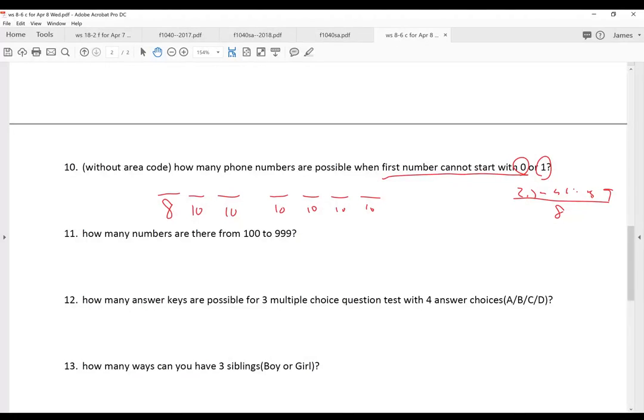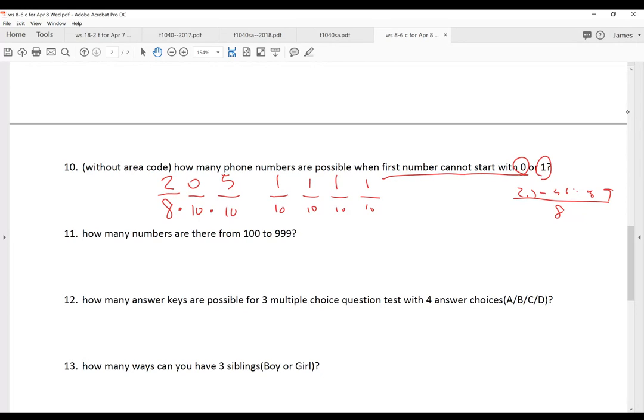Okay, I don't know if you want to come up with an example. Let's say 2, 0, 5, 1, 1, 1, 1. That's a phone number, right? So the first space has to start from 2, 3, 4, 5, 6, 7, 8, or 9. That's 8 numbers, and for the rest of them you could use any number. Any number is possible.